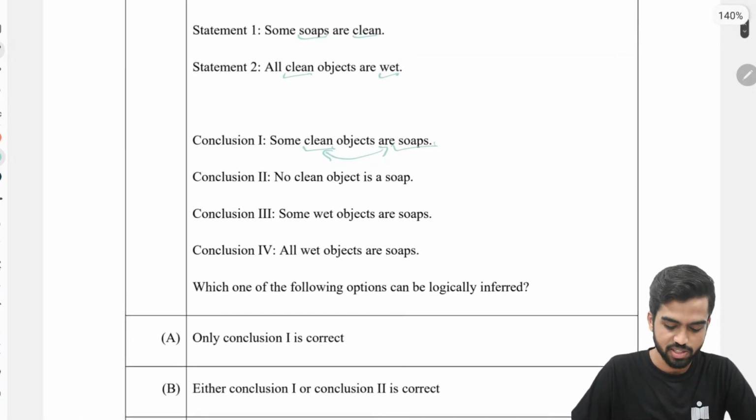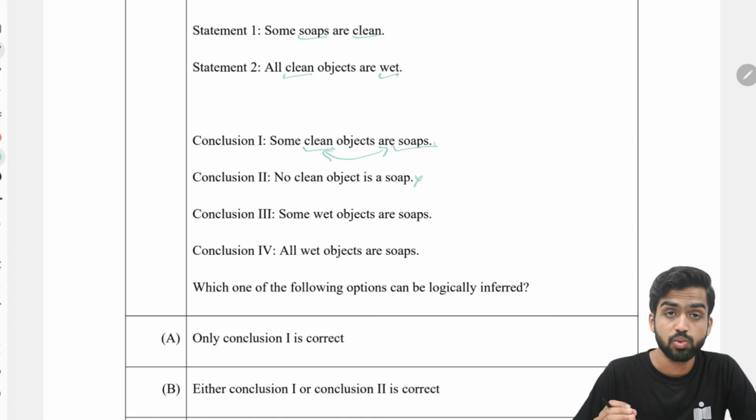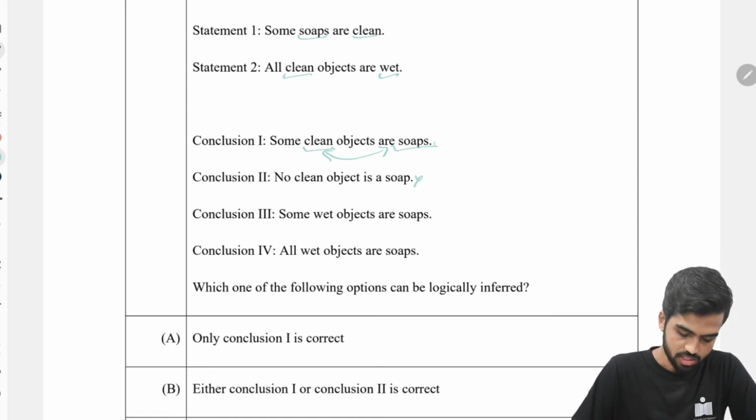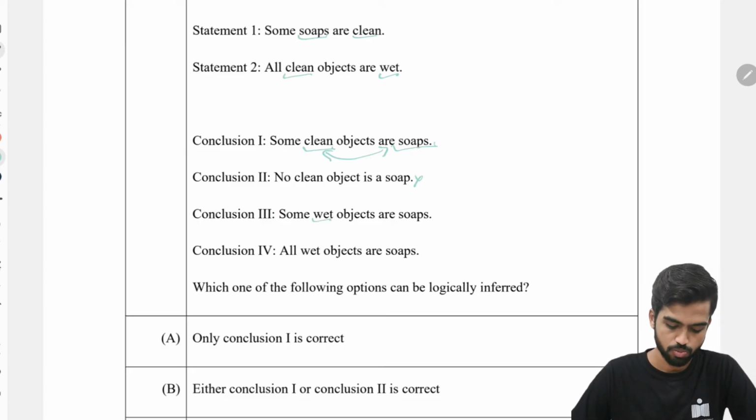No clean object is soap. This is wrong, because it has already stated that some soaps are clean, and obviously it is wrong. Some wet objects are soap. Wet means some clean, so some wet objects are soaps. This is true. This is very true.